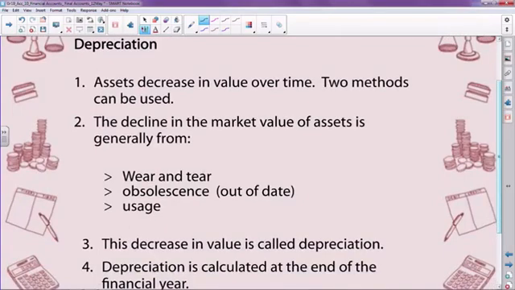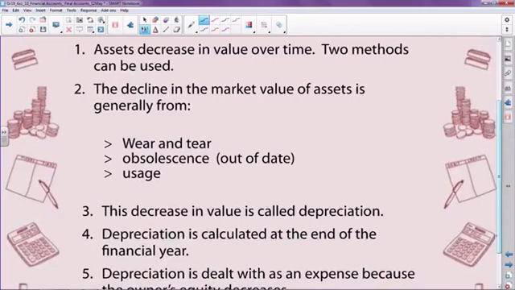They decline in the market value. Why? Because there's wear and tear. They get so old and outdated that we can't use it anymore. And think of furniture. If we sit on that same couch for 20 years, the material won't be as nice as when we purchased it. So we do lose value. Now remember, losing value will be called depreciation. And then depreciation is normally calculated, like I said, at the end of the financial year.